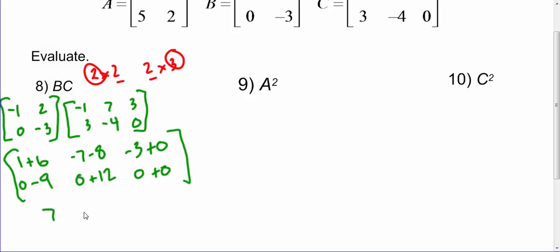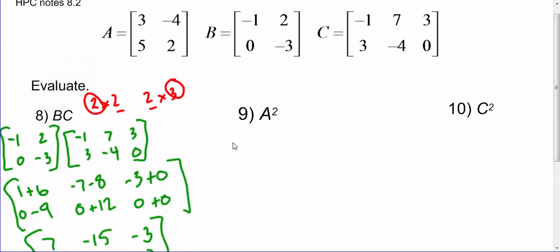And we'll go ahead and write these out. Once we simplify our numbers here, we have matrix B times C. And as you can see, we've gotten a 2 by 3 matrix, which is exactly what we predicted at the beginning. All right, let's look at number 9, A squared.